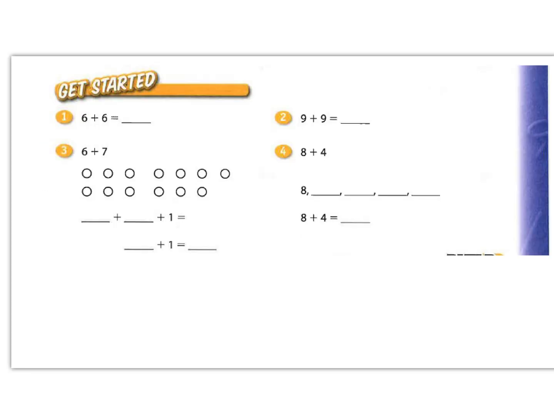All right, let's do some review here. 6 plus 6 is 12. 9 plus 9 is 18. Here we have 6 plus 7. And so we do 6, 1, 2, 3, 4, 5, 6, plus 6, 1, 2, 3, 4, 5, 6, plus that 1 hanging out there. So you know 6 plus 6 is 12, 12 plus 1 is 13. So 6 plus 7 is 13.